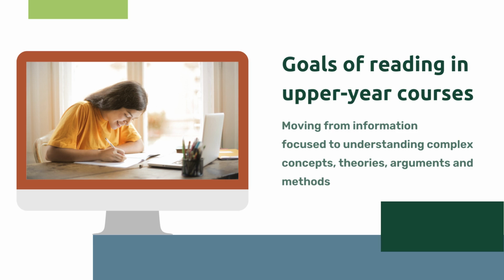The goal of reading in upper year science courses begins to move away from an information focus to understanding complex concepts, theories, and methods in your field. You are honing your critical thinking skills and analyzing the ways that evidence is used, analyzed, and interpreted in your discipline. The readings inspire you to want to learn more.